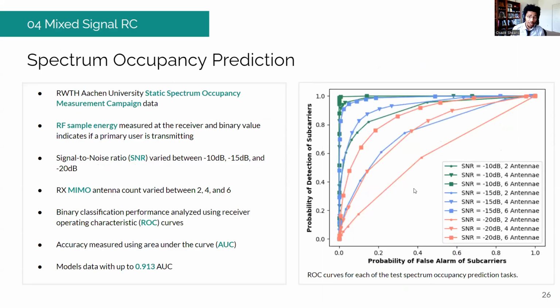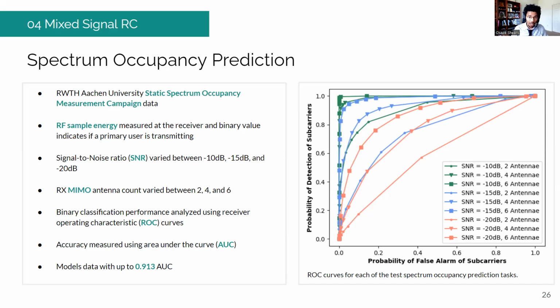For the spectrum occupancy task, we used a data set provided by RWTH Aachen University in Germany. Some researchers had antennas on the top of a couple of different buildings and recorded the RF activity for particular frequencies over time. They synthesized the data set by determining when actual devices were transmitting over those different parts of the RF spectrum and when they weren't transmitting. That's the foundation of the data set.